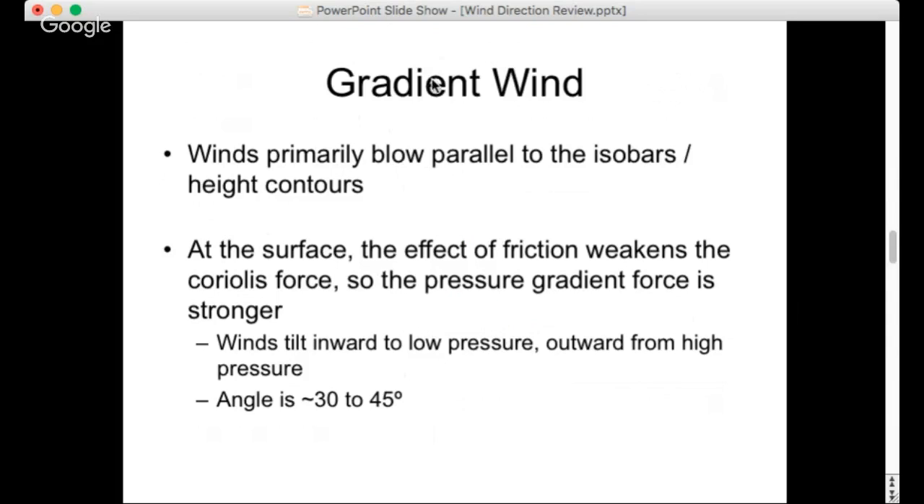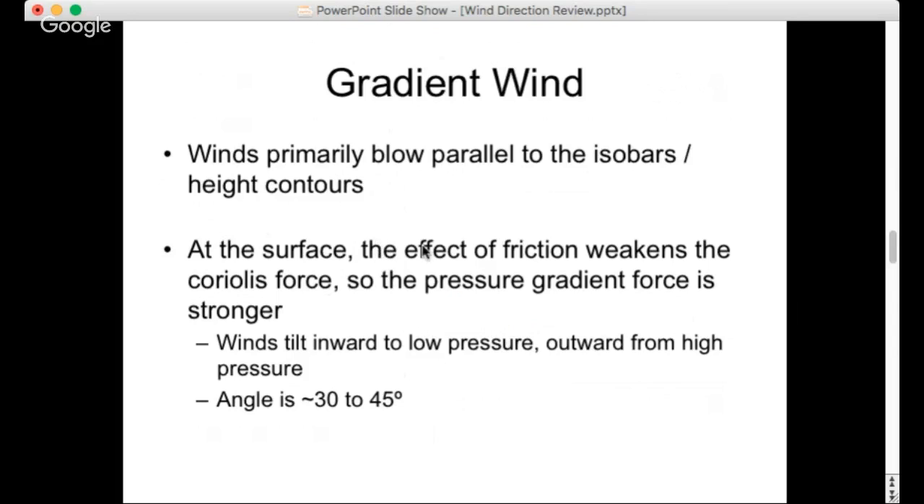So the gradient wind, again, that blows primarily parallel to these lines. And if we're aloft, that's all we have to do. All we worry about is finding winds that are parallel to those lines. At the surface, though, we have to make one additional correction, and that is the effect of friction.